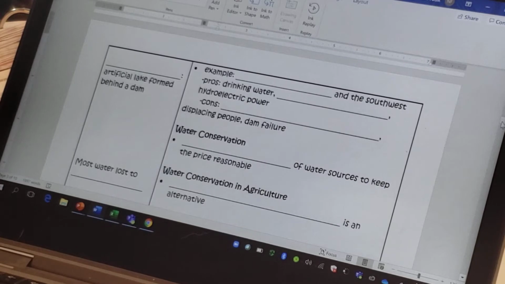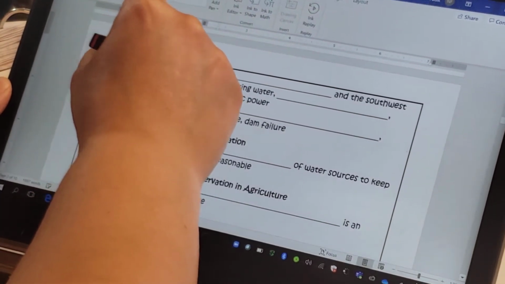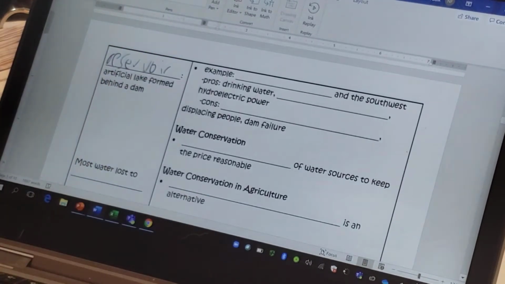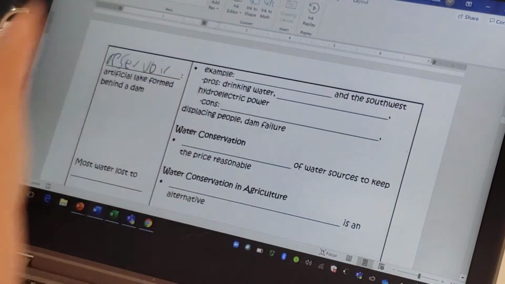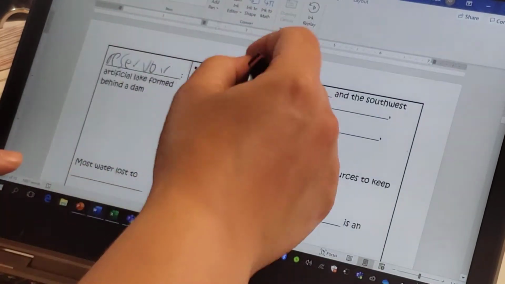Okay. A reservoir is an artificial lake formed behind a dam. So that's before it, right? That's that lake that was formed because the water is being blocked. Okay.